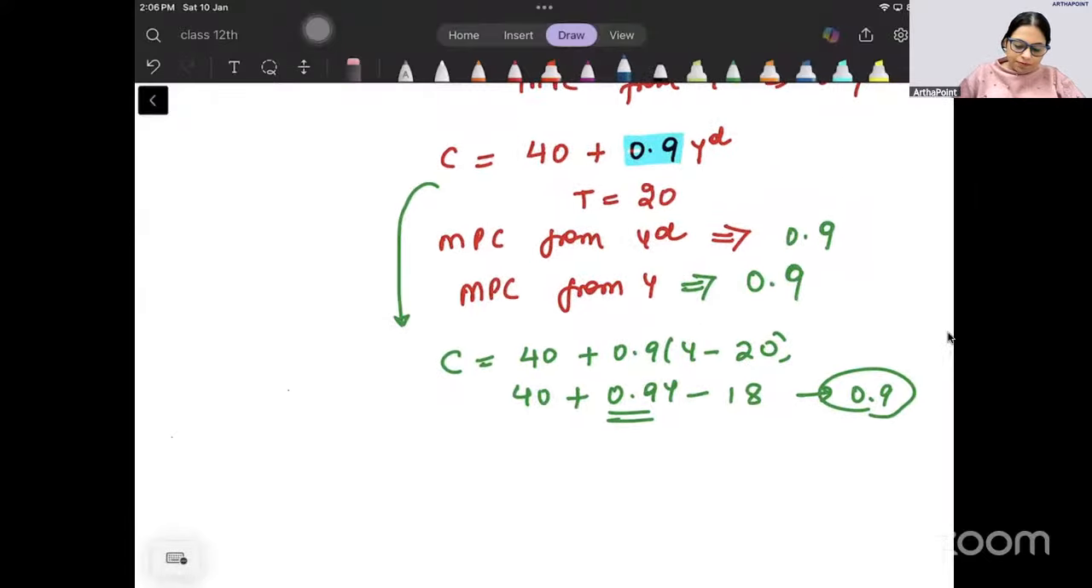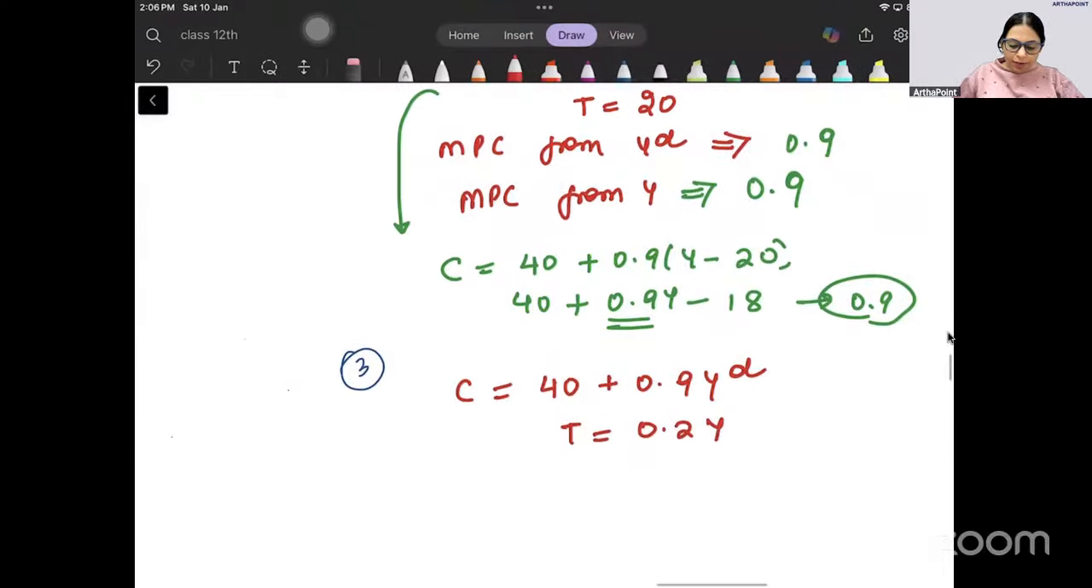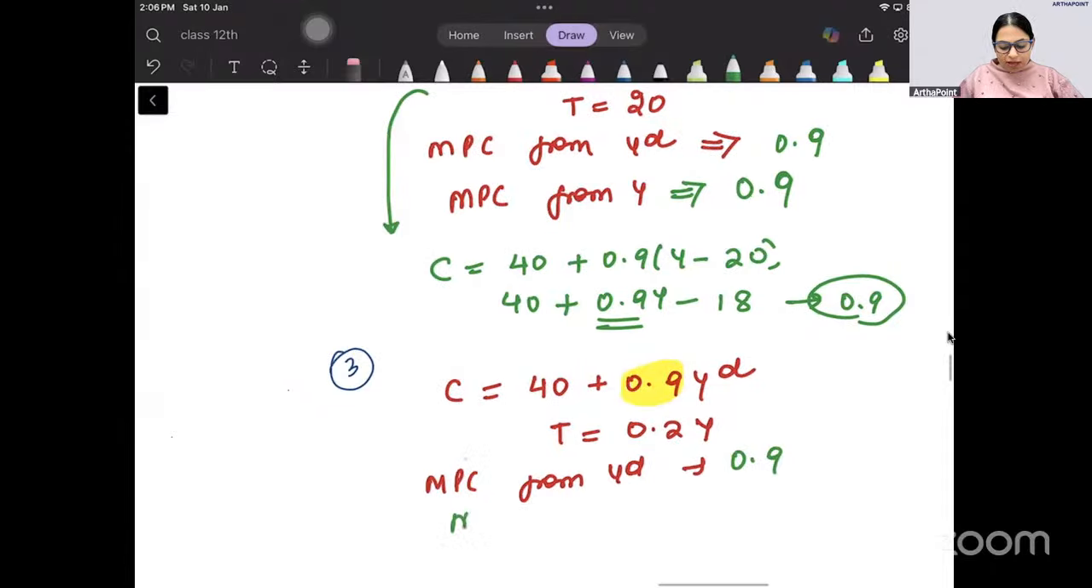Case number 3. Suppose I tell you C is equal to 40 plus 0.9 Yd, and I tell you tax is 0.2 times income. Now give me MPC from Yd. It is the same, the coefficient of 0.9. But can you tell me MPC from Y now? What will be the marginal propensity to consume out of income? Give that a try. What will be MPC from Y?